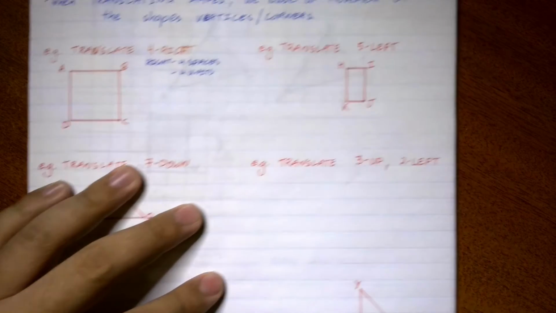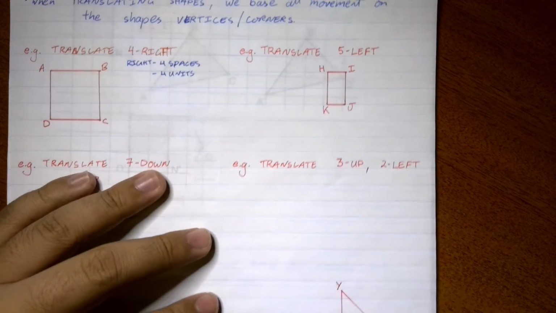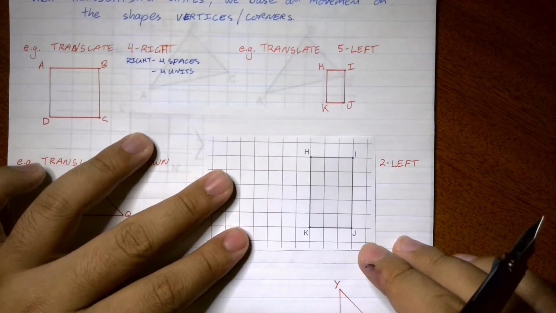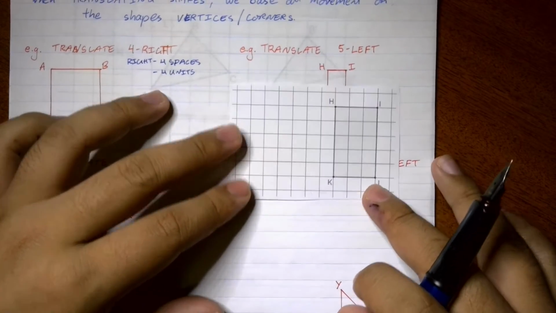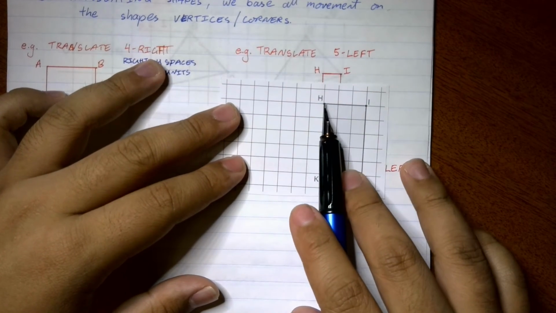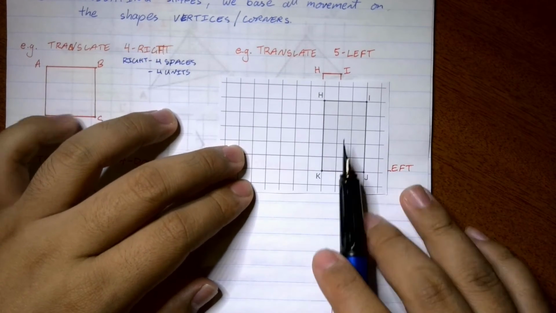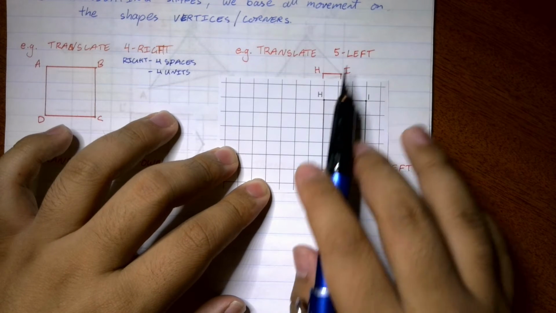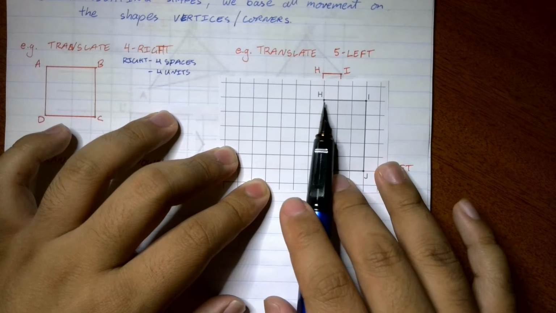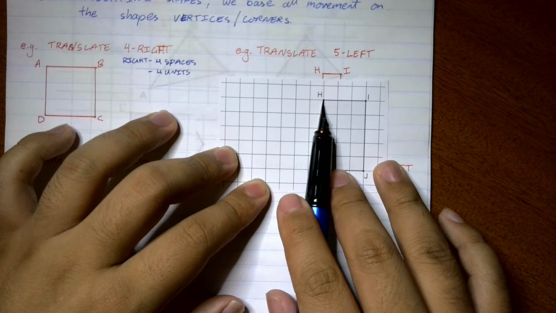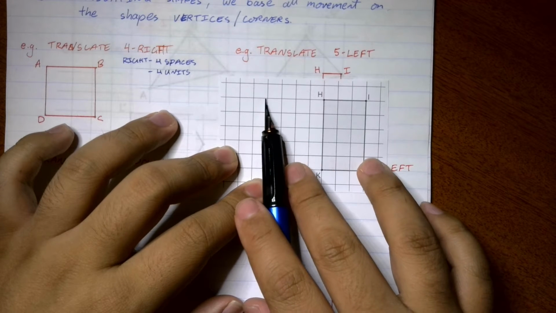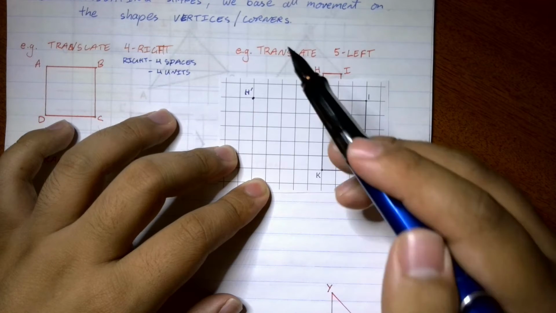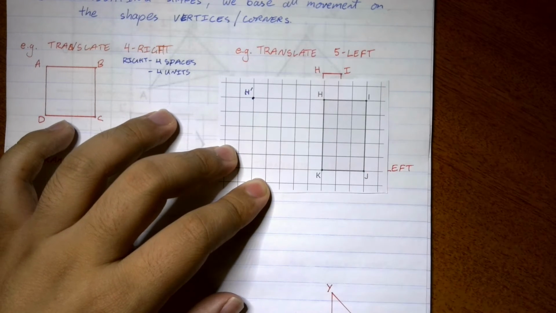Our next example here will translate this shape 5 spaces left. Here we are once again. Here's a grid for us to work on. We can start on any of the corners, but I find it easiest to find the leftmost. If we're moving left, we want the leftmost position. So 5 spaces. 1, 2, 3, 4, 5. That point is H prime or H dash.